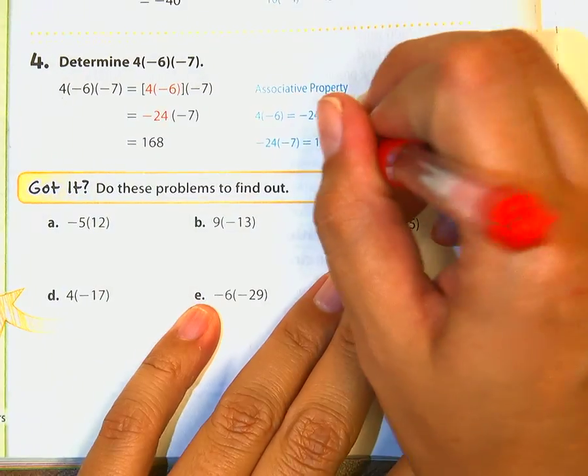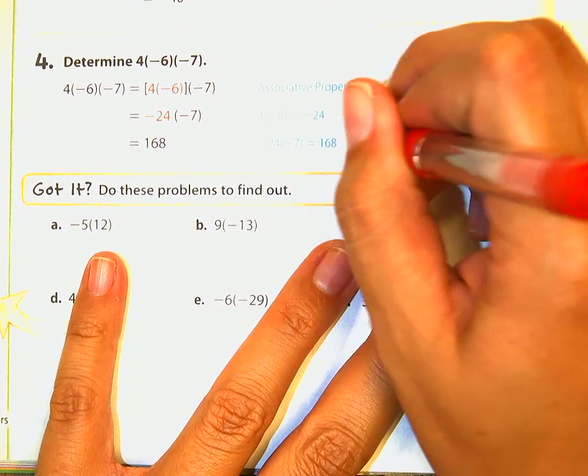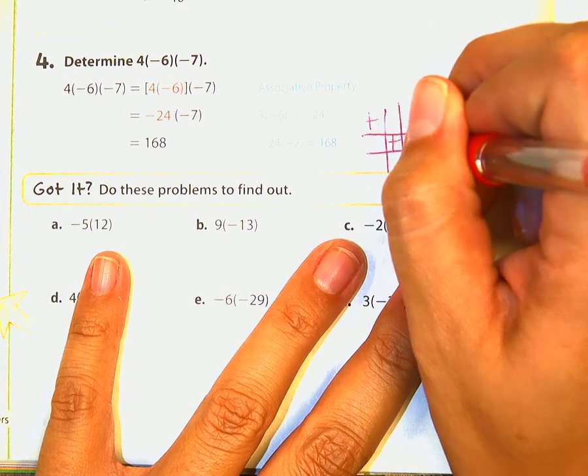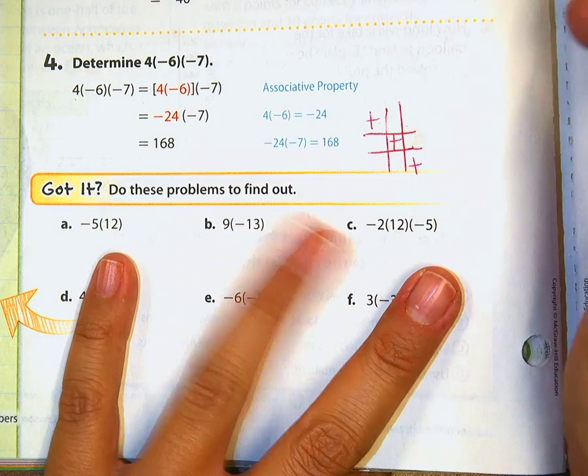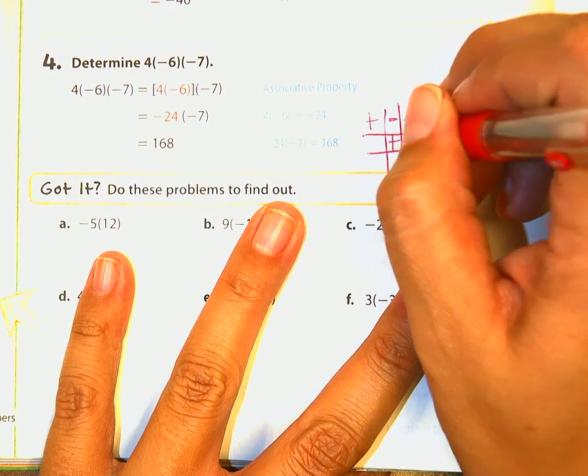I'm going to make sure to write down my rules for multiplying and dividing. And that means that I'm going to have the tic-tac-toe method, if that's helpful for you. Positives are along a diagonal. Everywhere else we can fill in with negatives.